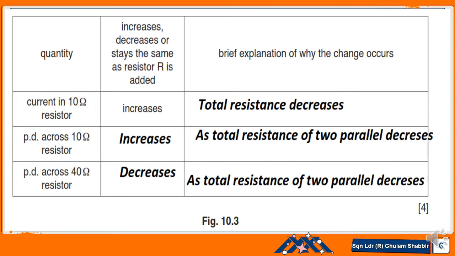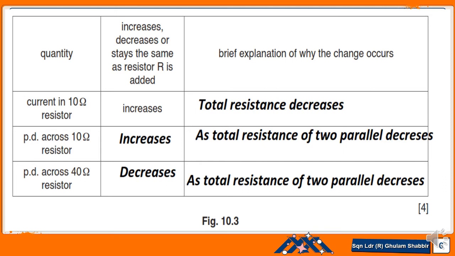The first thing is the current in the 10 ohm resistance, already given as an increase. Why? Because the total resistance decreases. When the resistor is added in parallel to the 40 ohm, their total will be less than 40 ohm. So the total resistance is reduced from 50, it will be less than 50. If resistance is reduced, current will be increased. That is the reason the current is increased: the total resistance decreases.